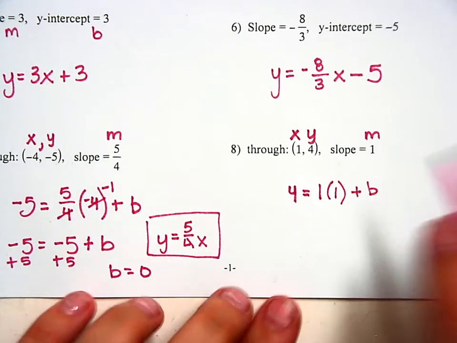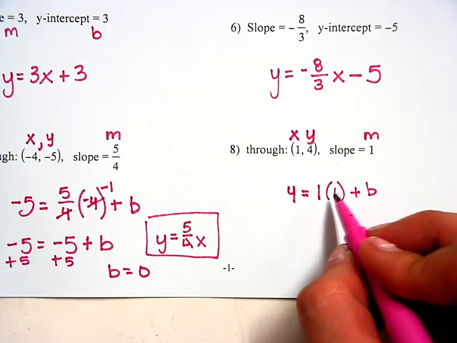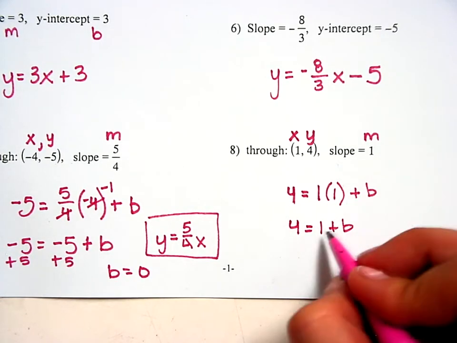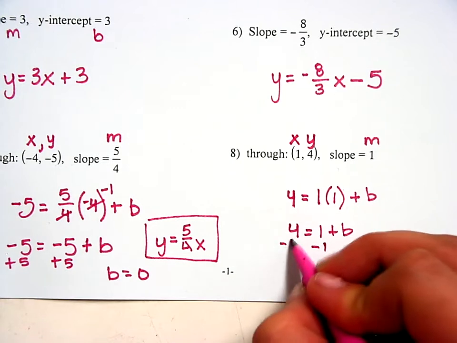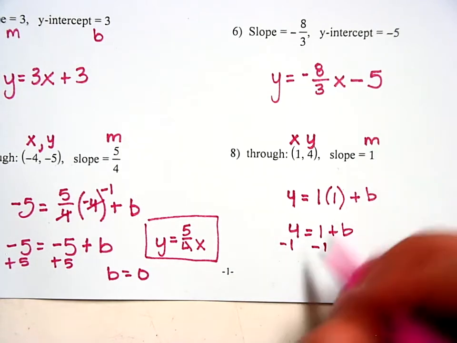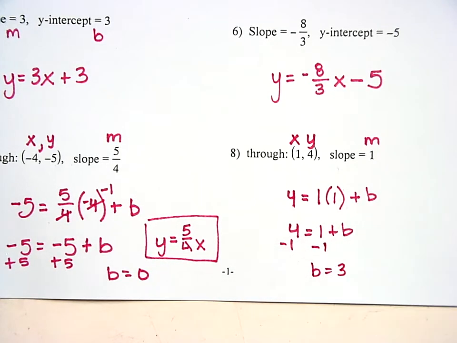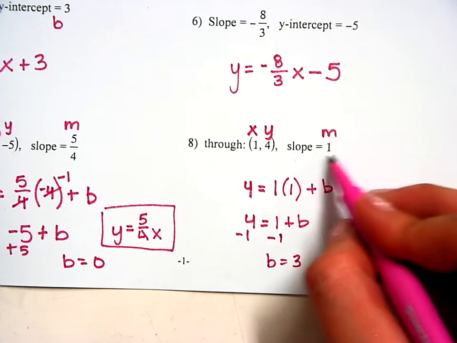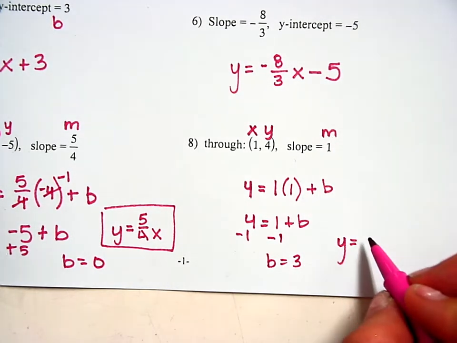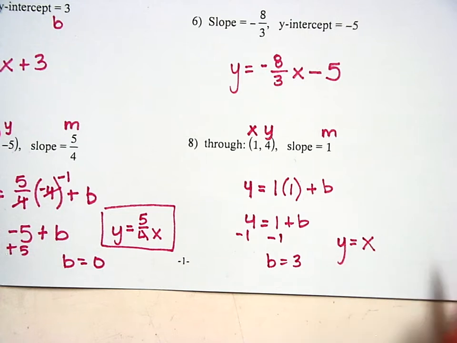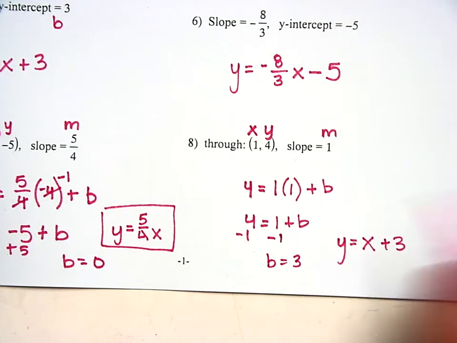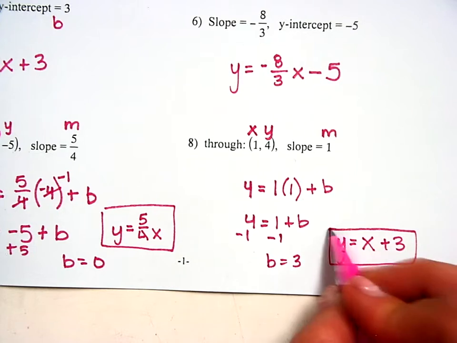All right, so 1 times 1 is 1. So this is just 4 equals 1 plus b. And we need to subtract 1 from both sides of the equation. So I've got b equals 3. All right, so we're ready to write our equation. Y equals, our slope was 1. You guys can write 1x or just x. I'm just going to write x. And then we've got plus 3, because that's our y-intercept. So that's our equation right here.